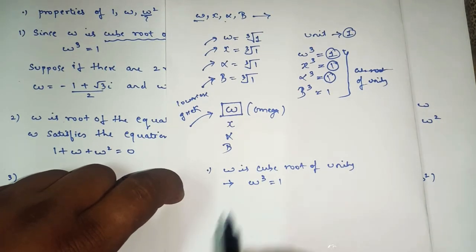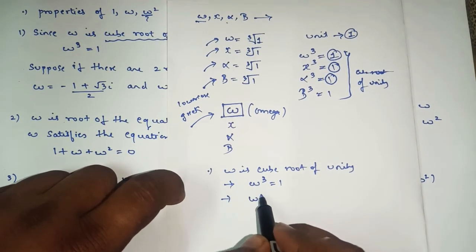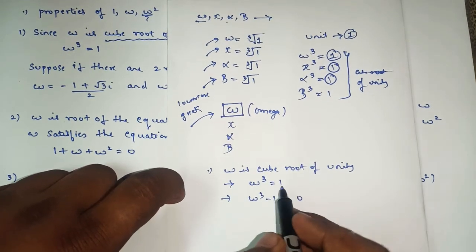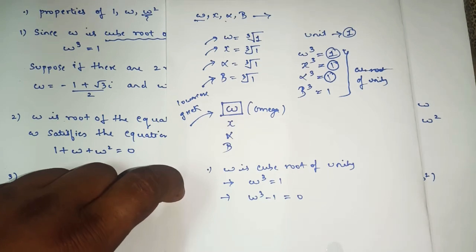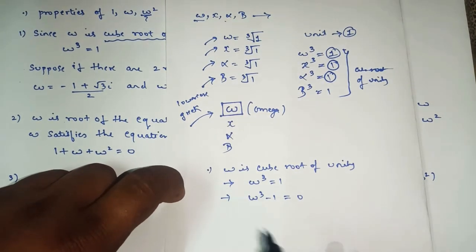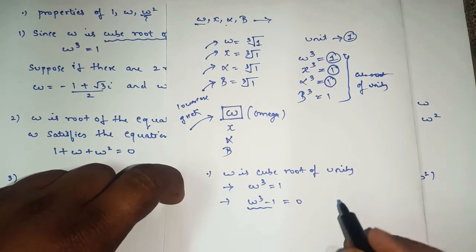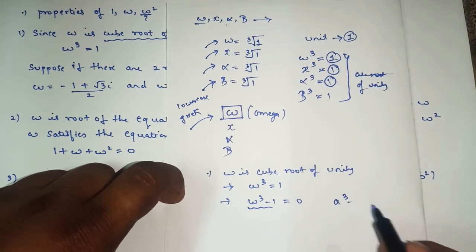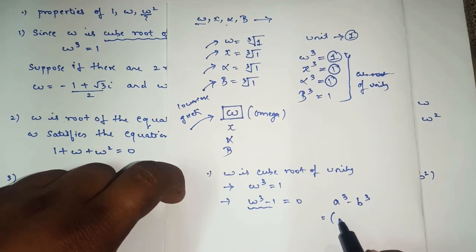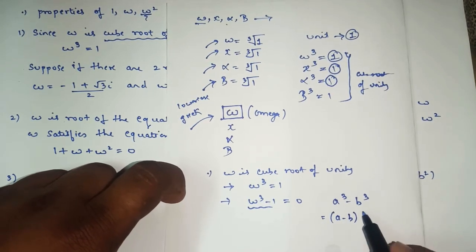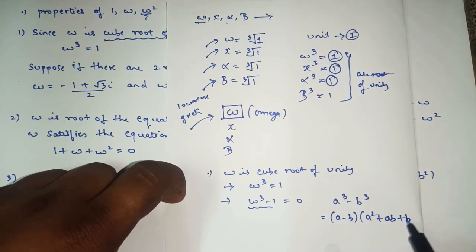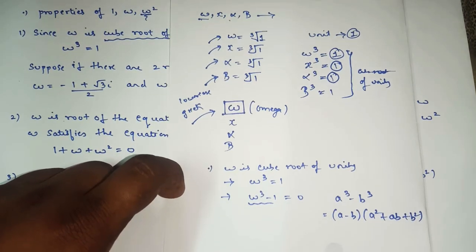Now suppose I bring this plus 1 to the left hand side, so it will become minus 1. Yes or no? So now can I say this part looks like what? The a cube minus b cube formula. So what is a cube minus b cube? It is (a minus b)(a square plus ab plus b square). Identities formula, yes or no?